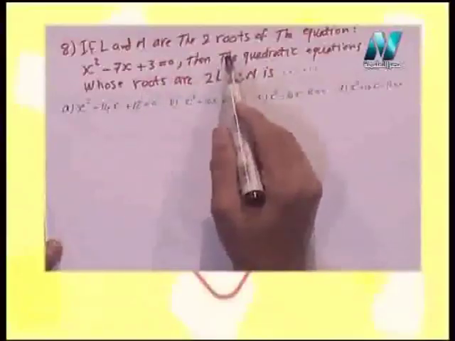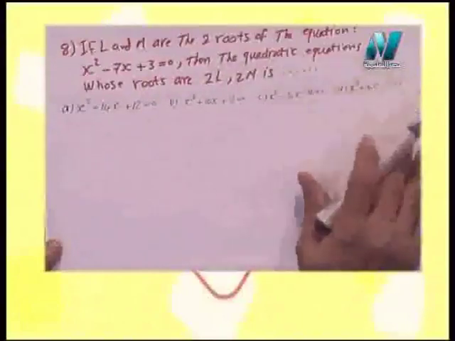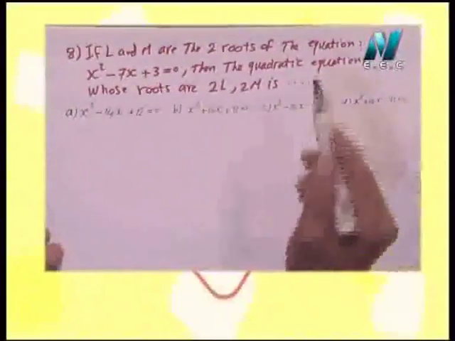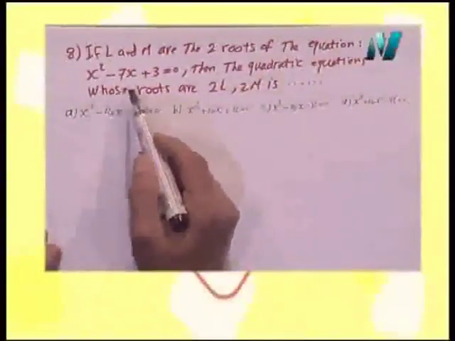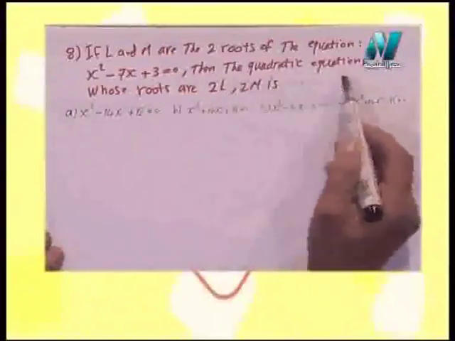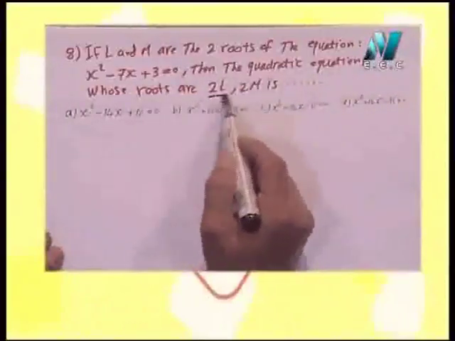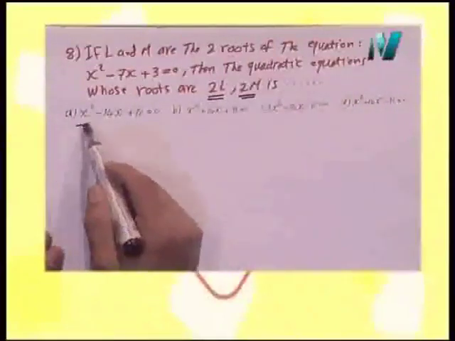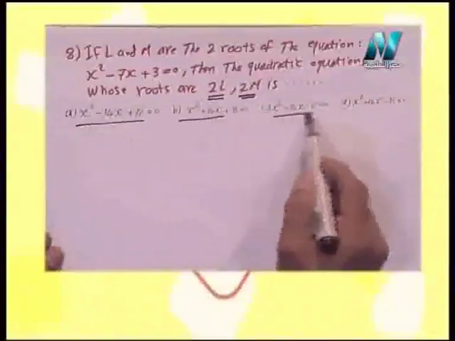Okay, hello again my dear students. Let's look at this question here. If L and M are the two roots of the equation x power 2 minus 7x plus 3 equals 0, then the quadratic equation whose roots are 2L and 2M is one of these four equations.